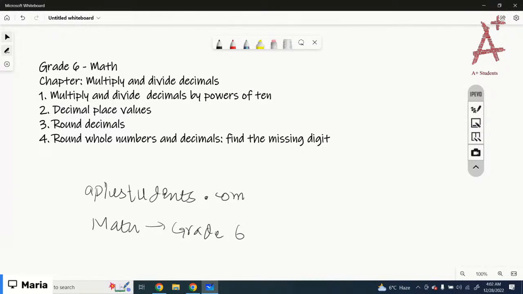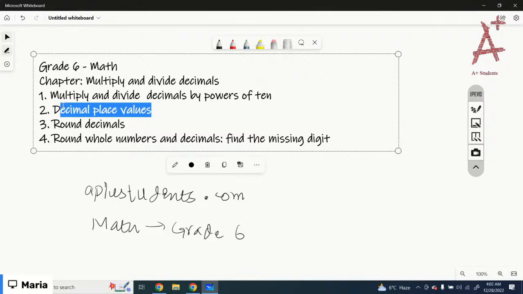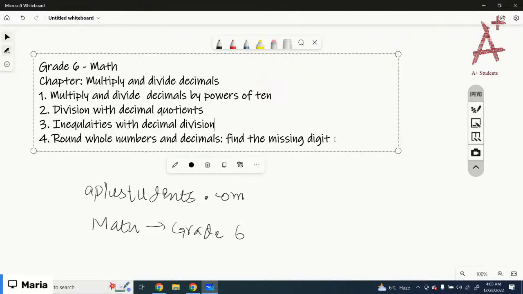So here is the list of the lessons we're going to cover today. They are multiply and divide decimals by powers of 10, division with decimal quotients, then we have inequalities with decimal division, and then we'll have the final test of each chapter. Got it?